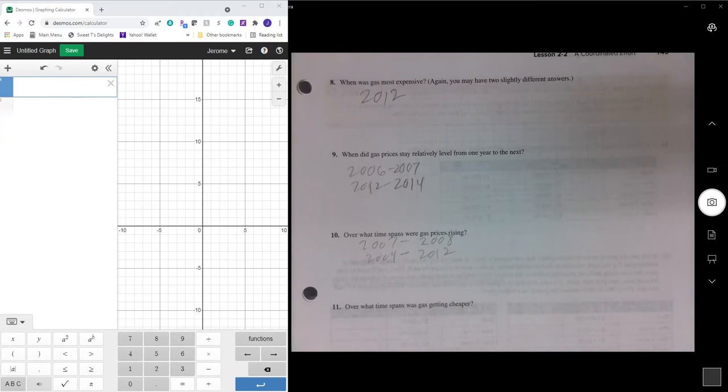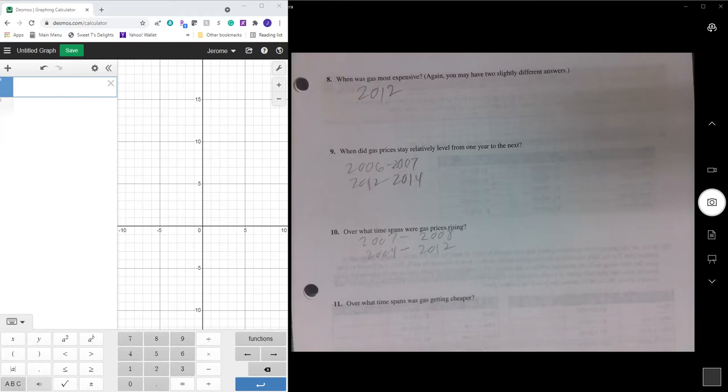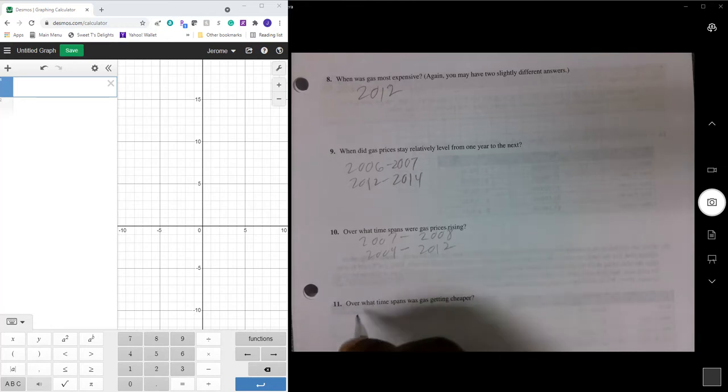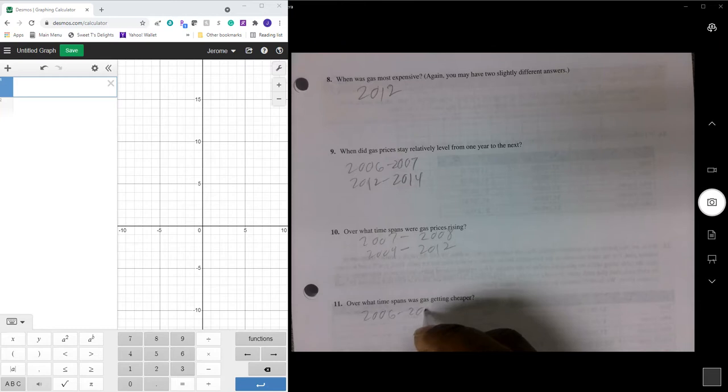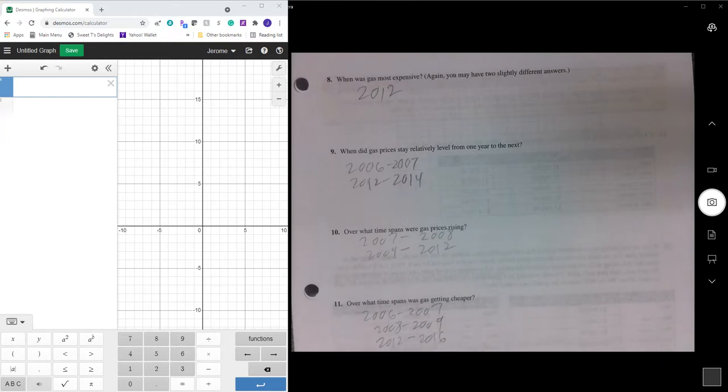All right, now it says over what time spans was gas getting cheaper? Gas was getting cheaper from 2006 to 2007, and then 2008 to 2009, and then 2012 to 2016. Those were the spans when gas was getting cheaper.